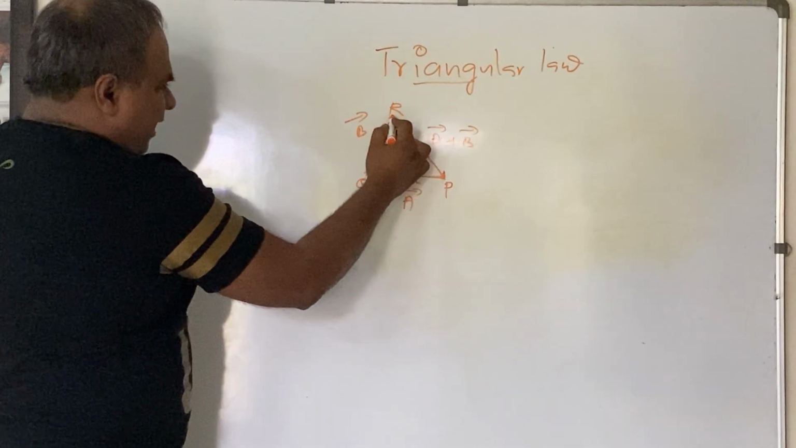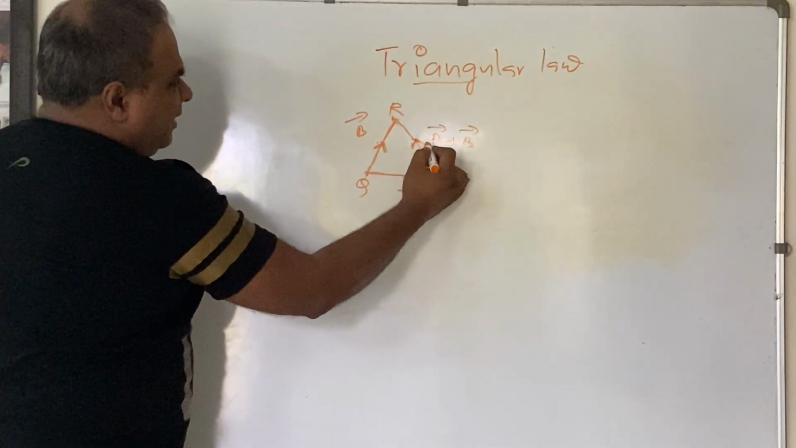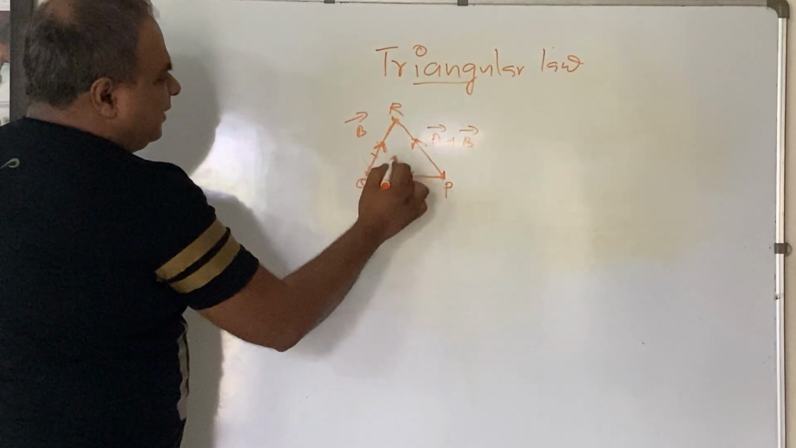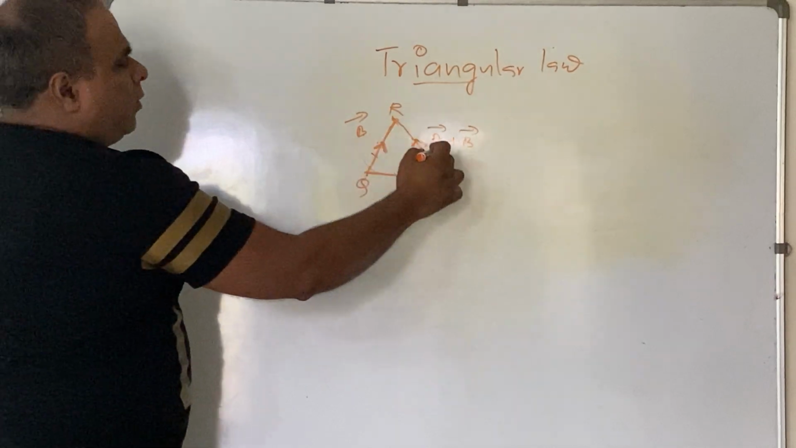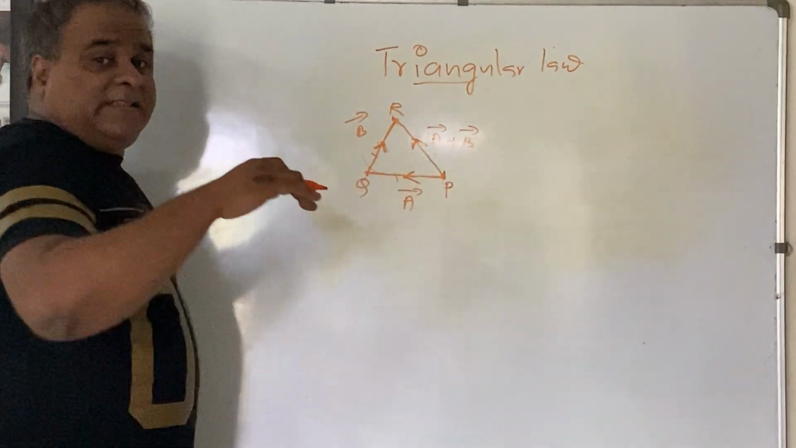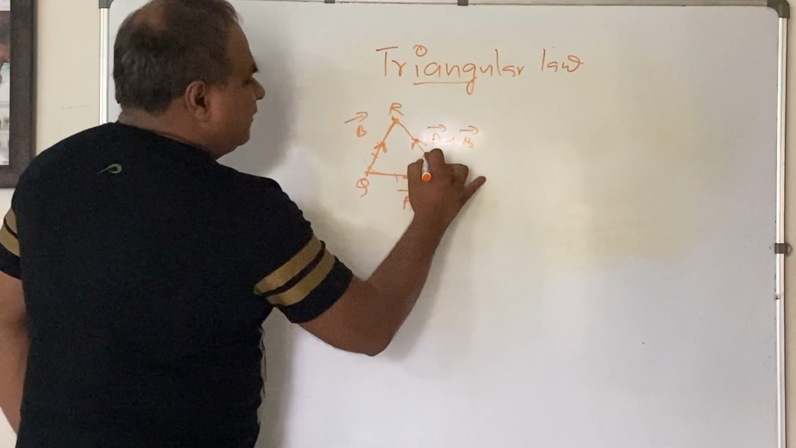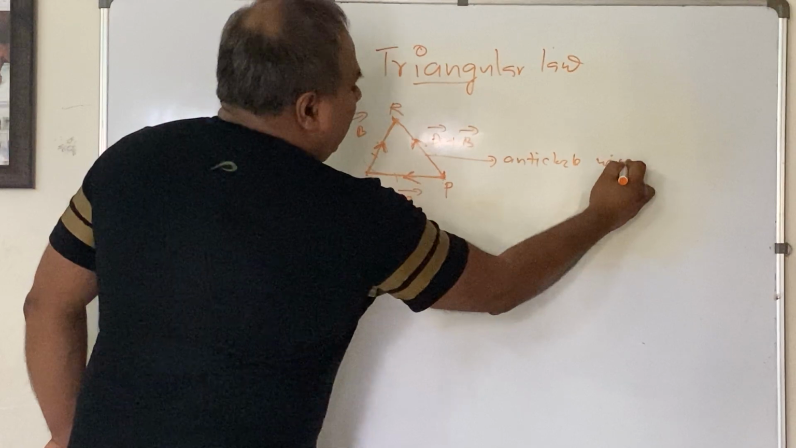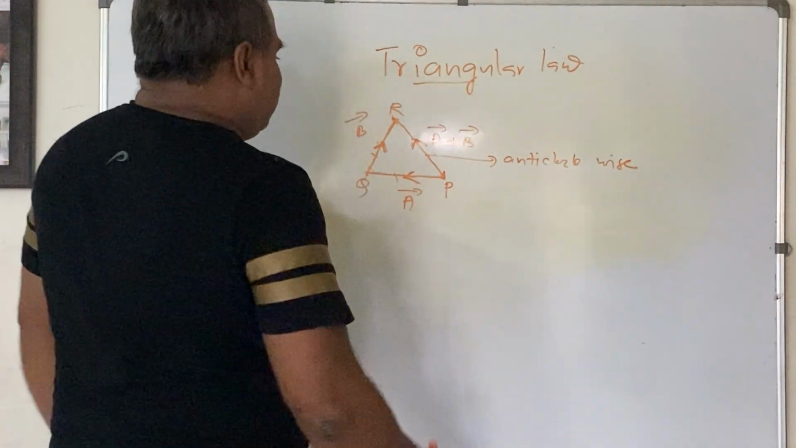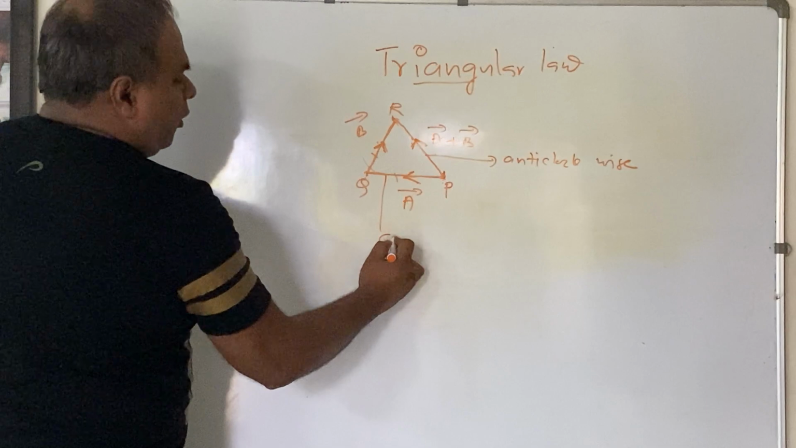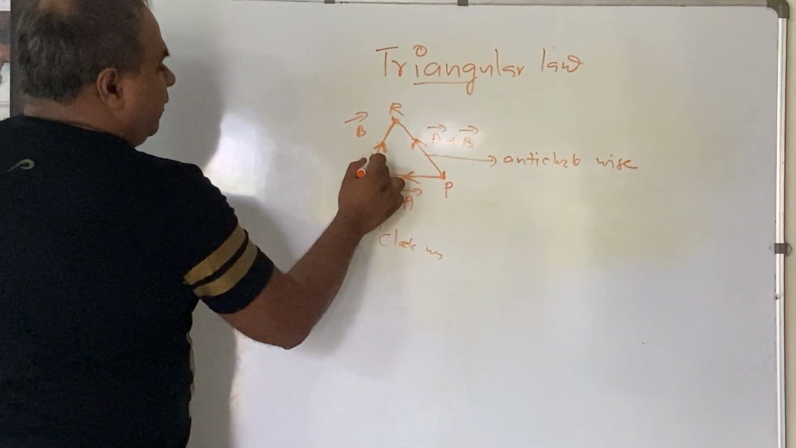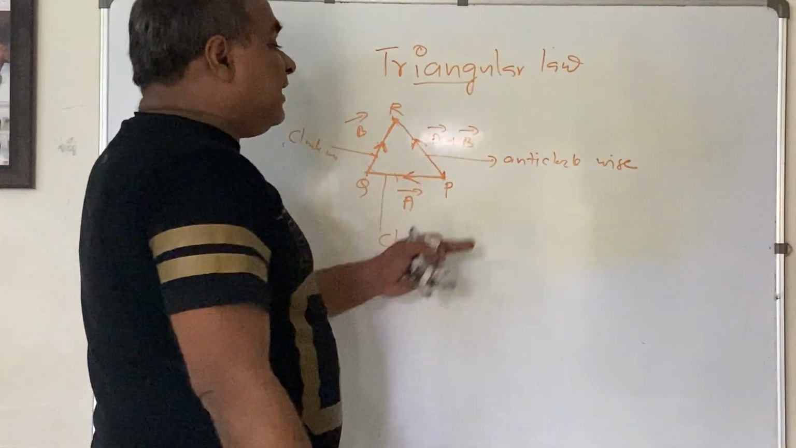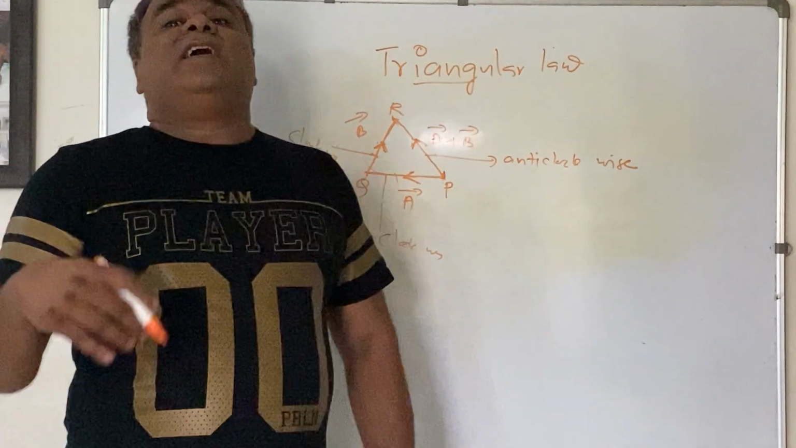If you complete the triangle and give the direction in the opposite order, these two vectors are in clockwise direction, but vector A plus B is in the opposite order, that is anti-clockwise. Understood? A is clockwise. B is also clockwise. So the sum will be in the anti-clockwise direction, that means in the reverse order.